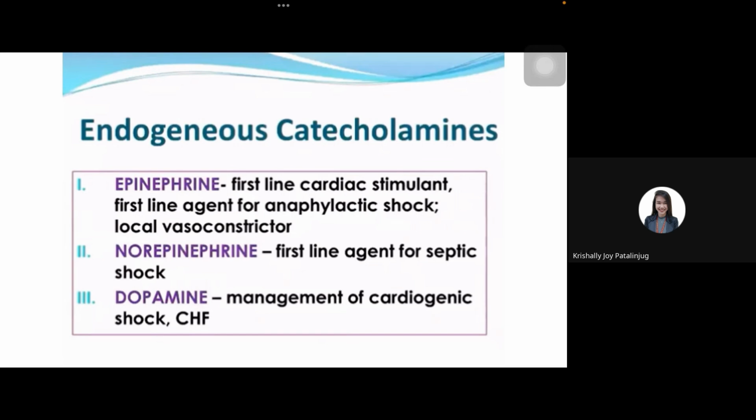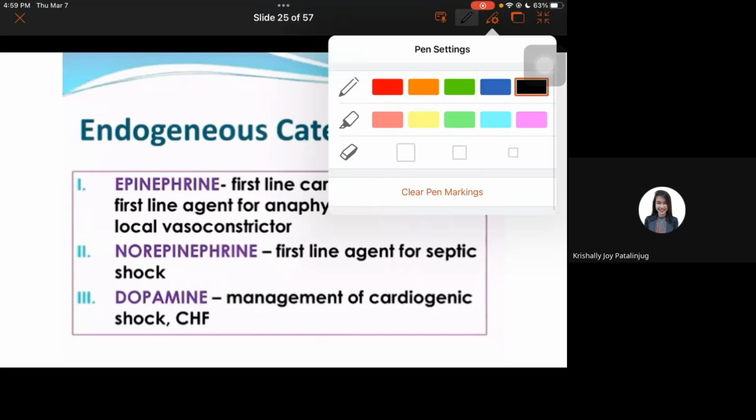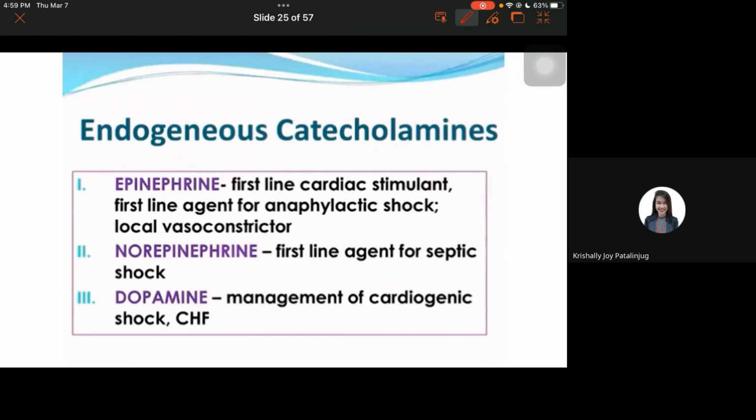Diba? Under direct acting, ang catecholamines at saka yung alpha-beta agonist. Okay, musunod dayon ang indirect acting. Then, last, mixed acting. So dito naman ha, mga clinical relevance yung focus nila. Ano yung clinical indications nila, clinical applications. Okay, so we'll have endogenous catecholamines first, or the natural catecholamines.